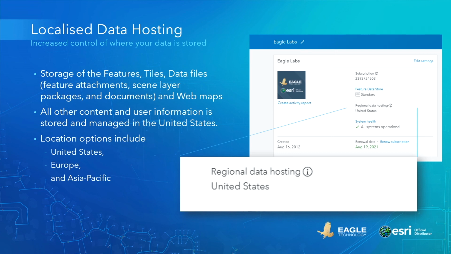An organisation's regional data hosting location is selected when your organisation is set up. Current location options include United States, Europe and Asia Pacific. To see where your organisation's regional data hosting location is, you can see it displayed on the Overview tab of the organisation page.